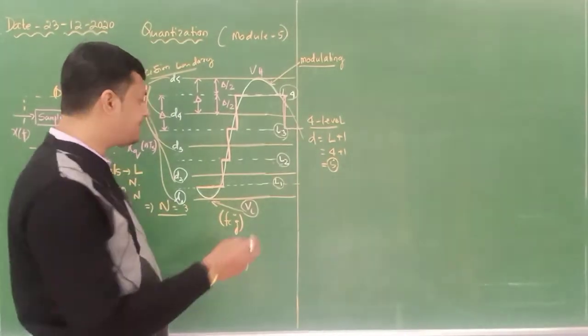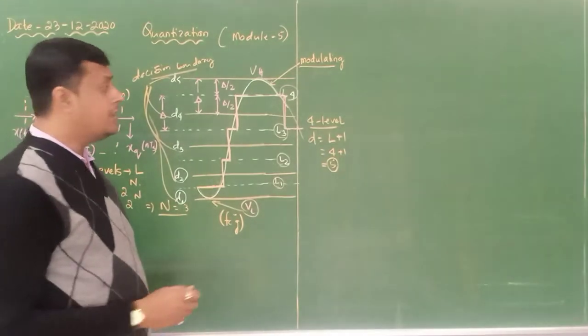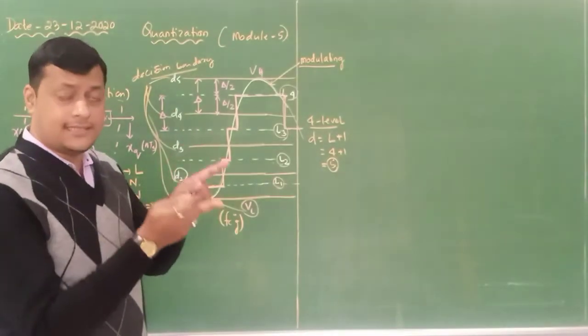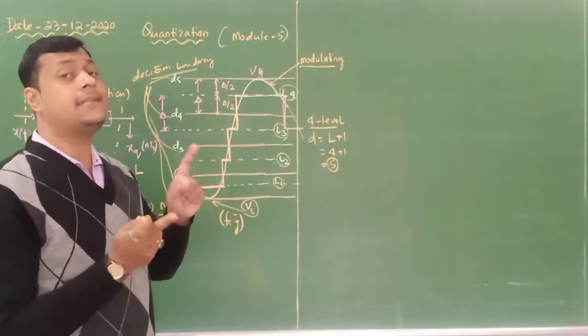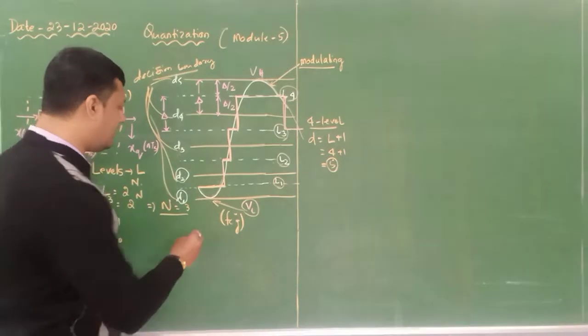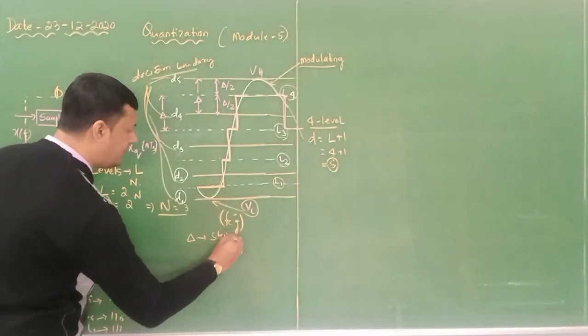According to that, the step sizes are identified. Here you can see I have written delta. The distance between two decision boundaries is delta, and the distance between two levels is also delta. Delta is called the step size.